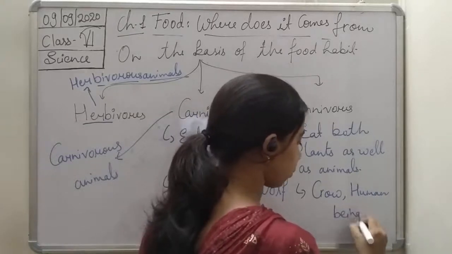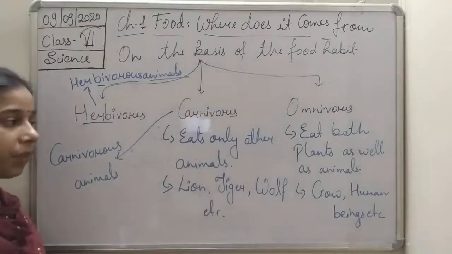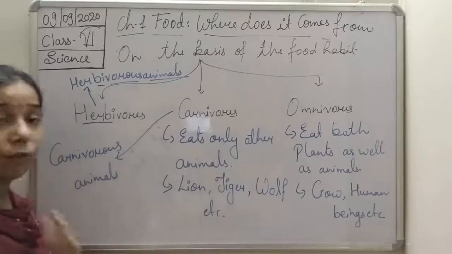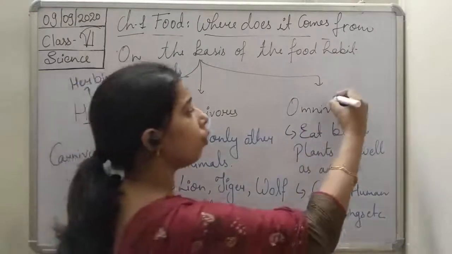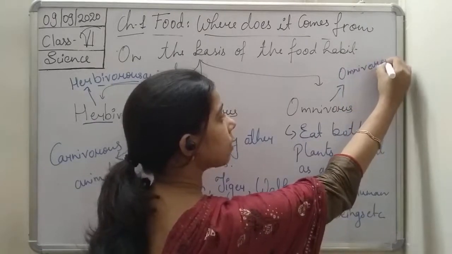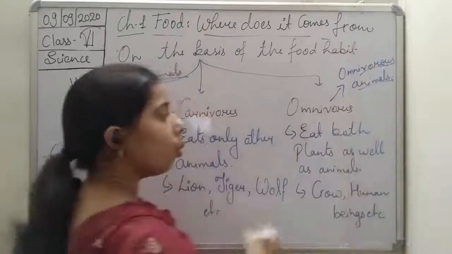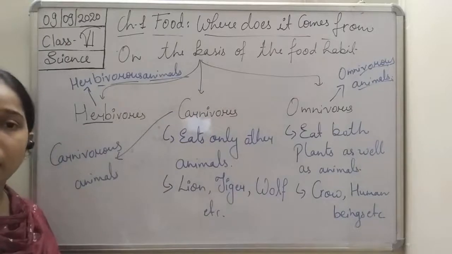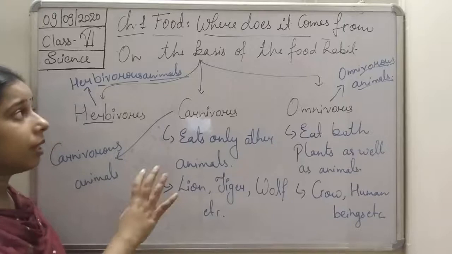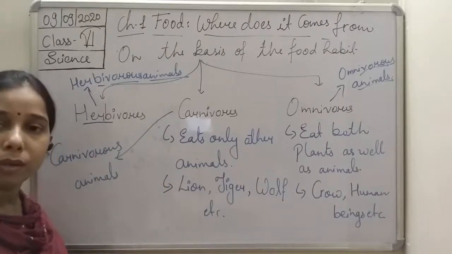So human beings are what, students? These are the omnivores. We eat both of them. We eat the plants, we eat the animals also. That is why we are the omnivores. So the animals which show the food habit of omnivores are known as omnivorous animals. So this is the omnivorous animals, in which the animals eat both the plant and the animals.